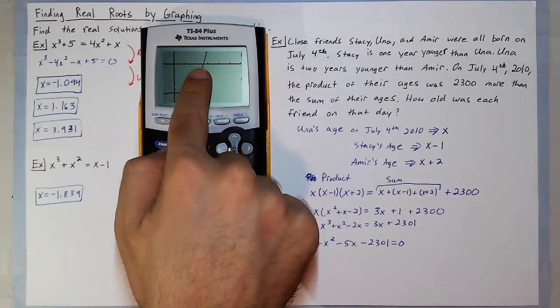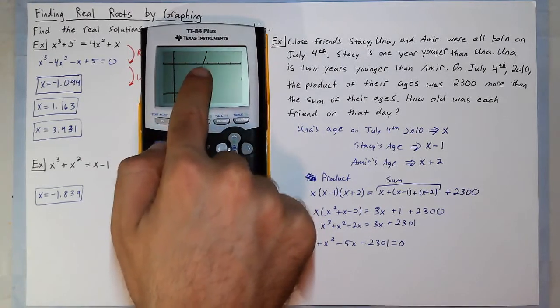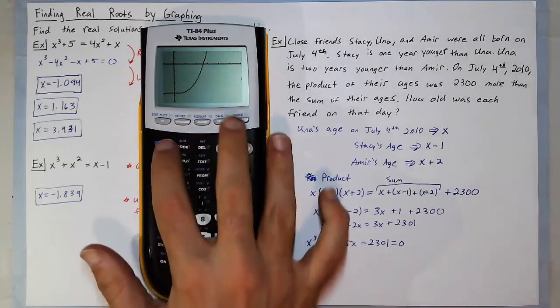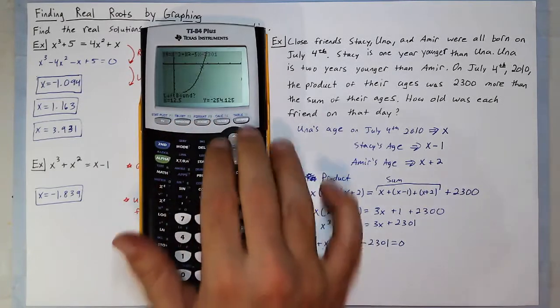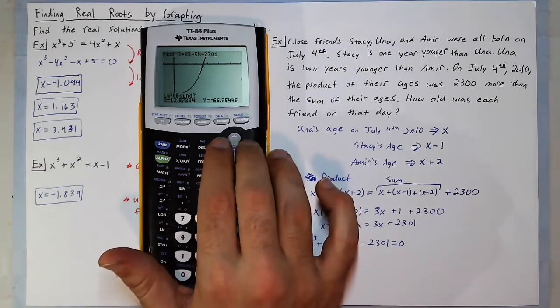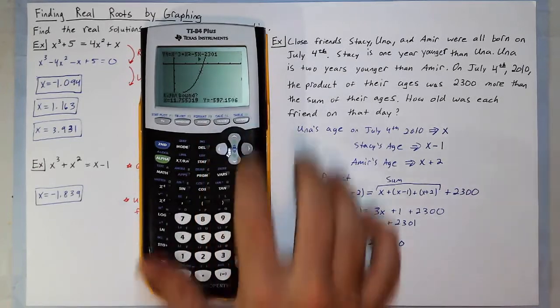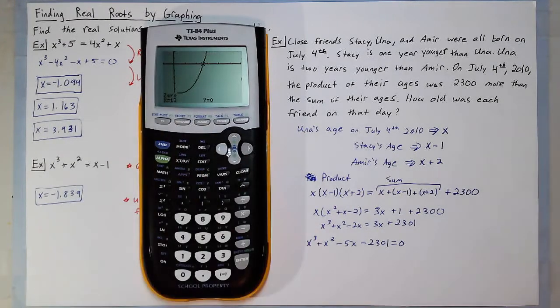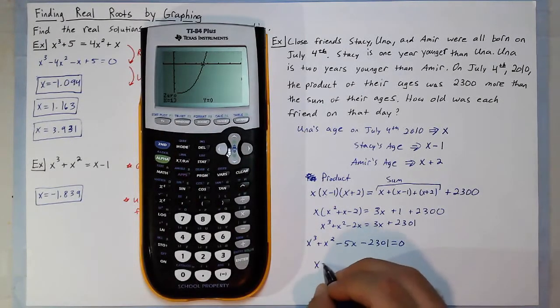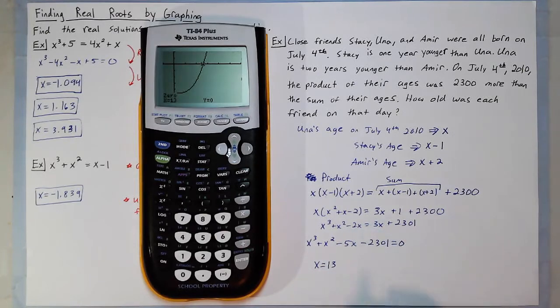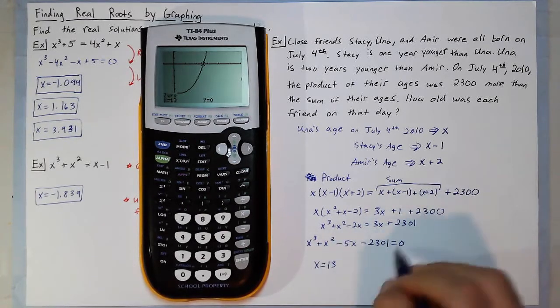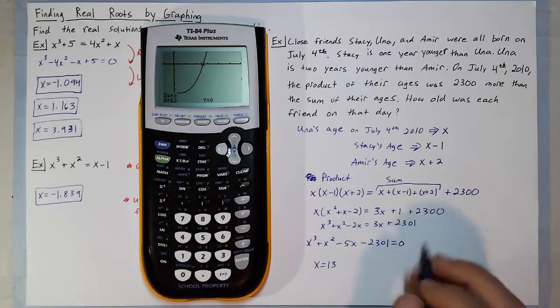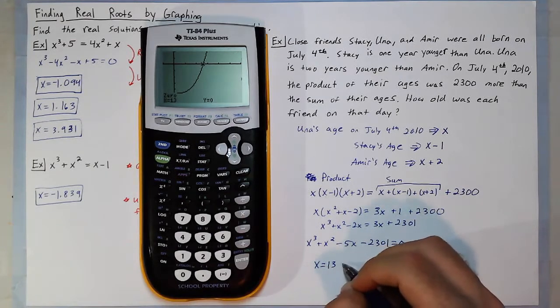And there's where it crosses the x-axis. That's the solution I'm looking for. So second trace, zero feature. There's the zero. I'm going to go left of it, hit enter. I'm going to go right of it, hit enter. Hit enter one more time to guess, and it's actually at x equals 13, which we'll learn some tricks for later in this chapter. But that means that this is factorable, but you have to use a different technique. So I know that x is equal to 13.